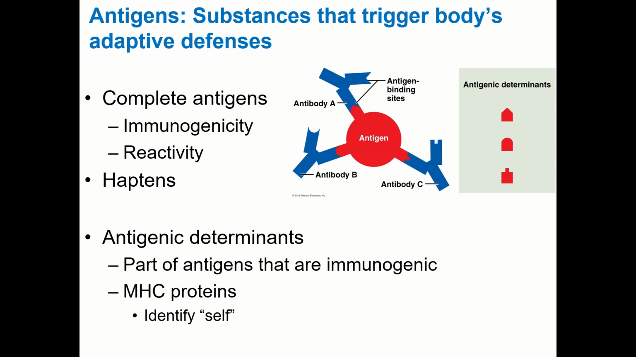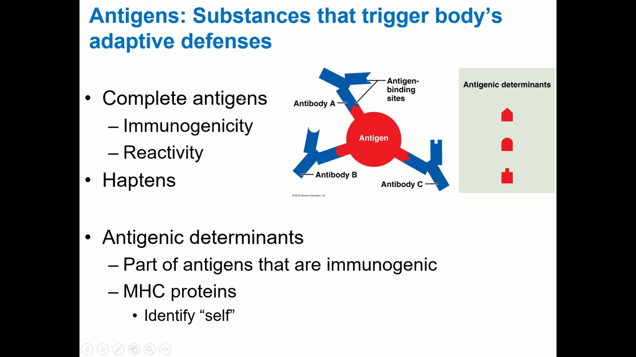So in terms of the terminology on there, for complete antigens, immunogenicity is the ability to stimulate specific lymphocytes to reproduce. Your lymphocytes, again, are your T cells and your B cells. So immunogenicity means it's going to cause T cells and B cells to proliferate. And then reactivity is the ability to react with those activated lymphocytes, so to react with those T cells and B cells.